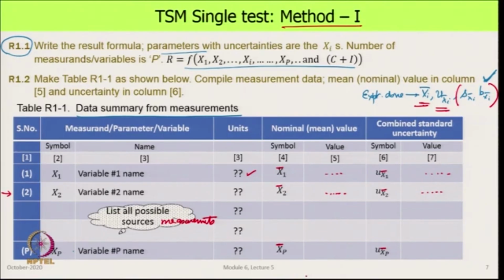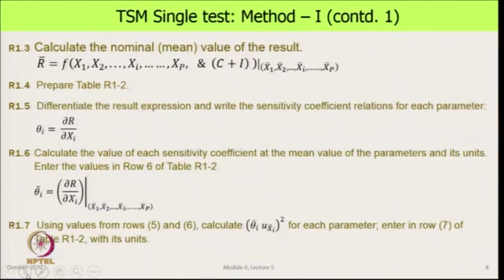The reason for making this table is that we will use this information in the next stages, and this table in one step tells us everything about what we measured. So, it is a very compact way of looking at what came out of the experiment. Then we continue, we put the mean values into the result formula and we calculate R bar. So, that comes out. Then we make another table.